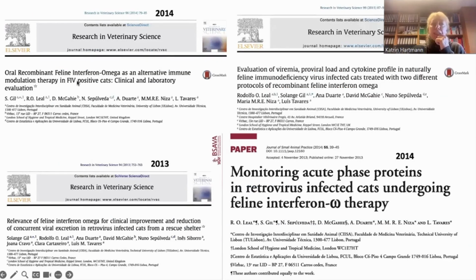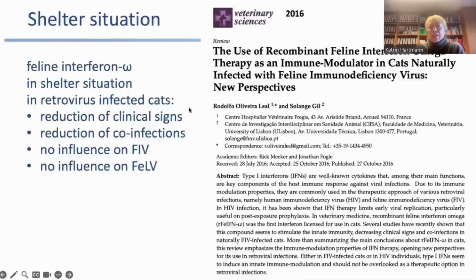And very interesting, out of northern Portugal, there are some studies in which they looked at the efficacy of feline interferon omega as immune modulation in FIV positive cats, and they used it in shelters. I'm sure you know these studies. And this is also a very nice summary.